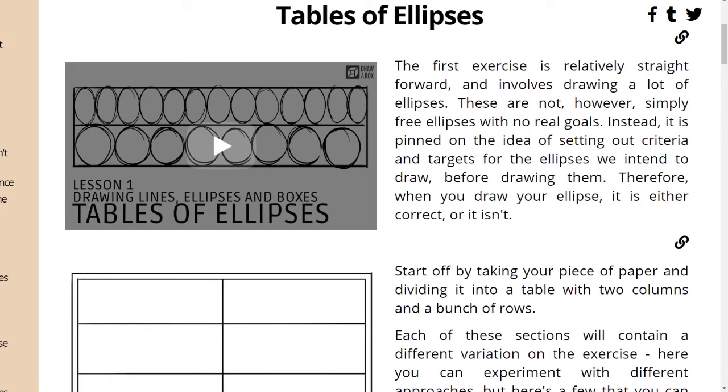The first exercise is relatively straightforward and involves drawing a lot of ellipses. There are not, however, simply free ellipses with no real goals. Instead, it is pinned on the idea of setting out criteria and targets for the ellipses we intend to draw before drawing them. Therefore, when you draw your ellipse, it is either correct or it isn't.